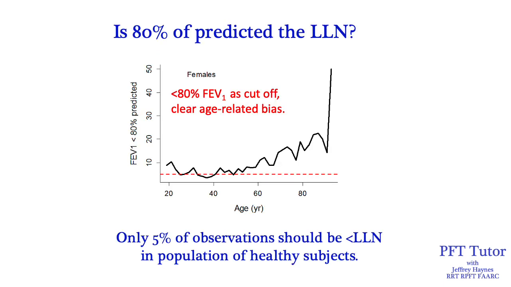In other words, the lower limit of normal is 80% of predicted. However, this idea is statistically flawed. A statistically sound lower limit of normal would only misclassify 5% of normal subjects, as depicted by the red dashed line. The percent of FEV1 values from normal females is plotted on the vertical axis against age on the horizontal axis. The statistical lower limit of normal for FEV1 is shown in the black line here. And as you can see, the percentage of normal subjects with a value less than 80% of predicted increases much higher than 5% as people get older.